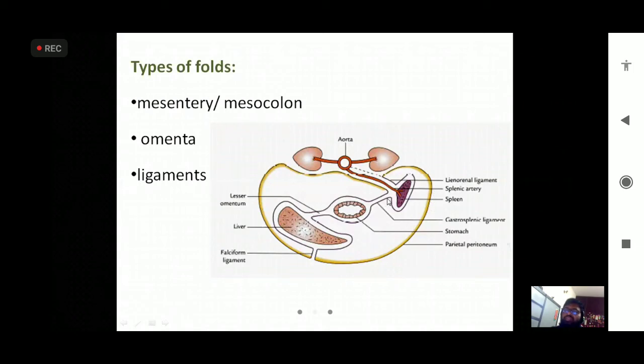Visceral is folded. So the folds of the visceral peritoneum which hold or attach other organs with the stomach or the abdominal wall are called ligaments. The folds of the peritoneum which hold the stomach with other structures are called omentum. In this way, the lesser omentum and greater omentum are also formed. And mesentery are the folds of the peritoneum which hold the small intestine. Mesocolon are the folds of the peritoneum which hold the large intestine.